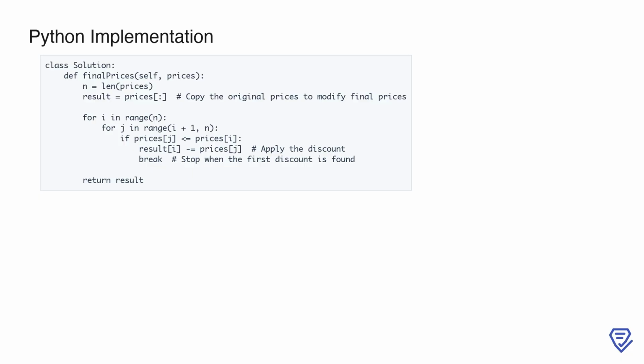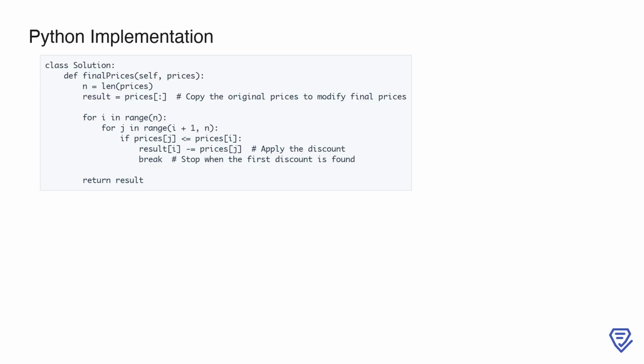2. Outer loop, over each price. The outer for loop iterates through each index i in the prices list. This index represents the current item whose final price we are calculating. 3. Inner loop, find discount.